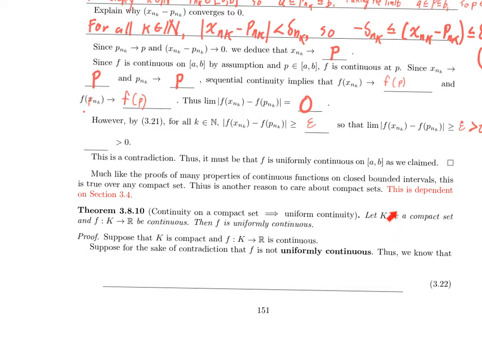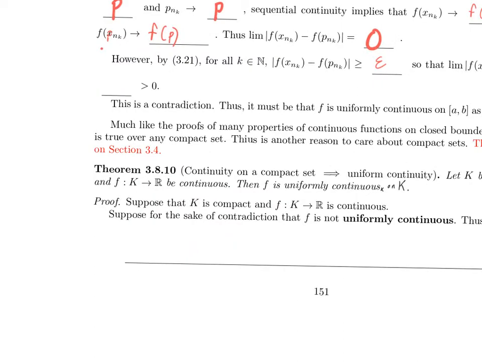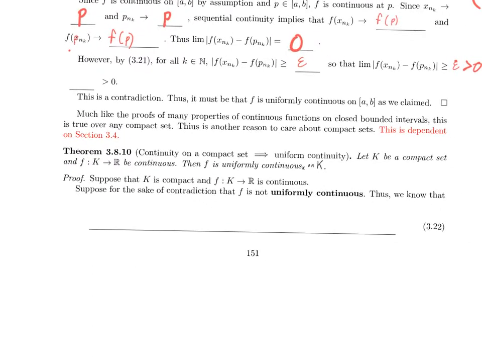Let K be a compact set, and f be a continuous function defined on K, then f is uniformly continuous, and maybe just for emphasis, on K. Right, the function itself is only defined on K, so saying it's continuous just means it's continuous on its whole domain. So let's do the proof. The proof will be almost the exact same as what we just did, so I'll go through it pretty quickly.